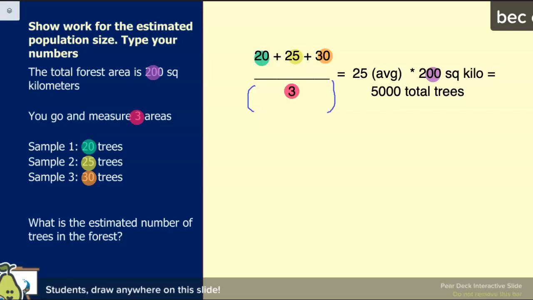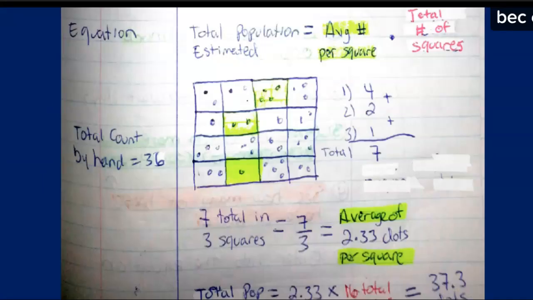Just going to recap how to calculate for mark and recapture and random sampling. Now the first one I'm going to show you is random sampling. Random sampling, we use this for things like trees and bushes. And what you do is you go and you sample a certain number of squares.